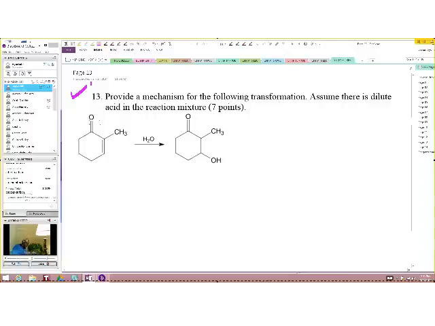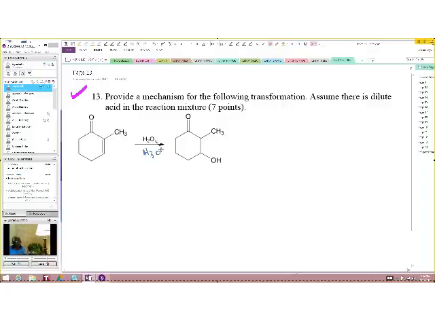Okay, so now this question says provide a mechanism for the following transformation. Assume there is dilute acid in the reaction mixture. In other words, what they are telling us here is to assume that you are this here. Now, what is going on here? What is happening here? This is another reaction mechanism problem. If you look at what we have here, what are we adding here? In essence, look at this.